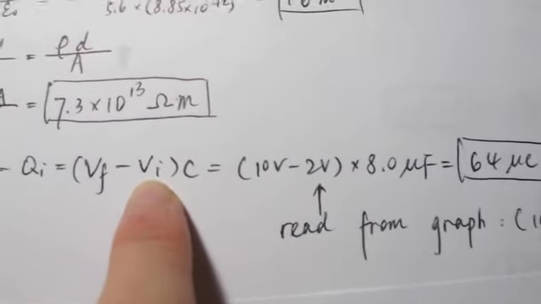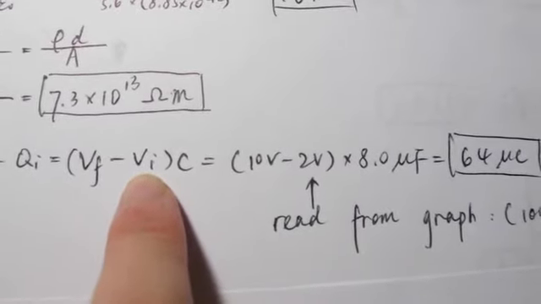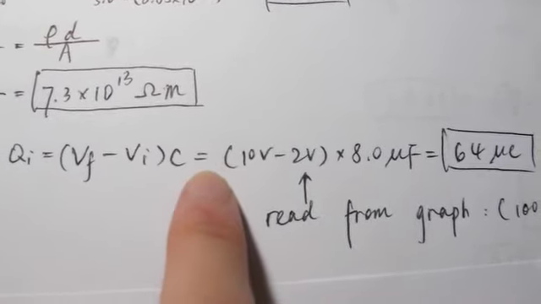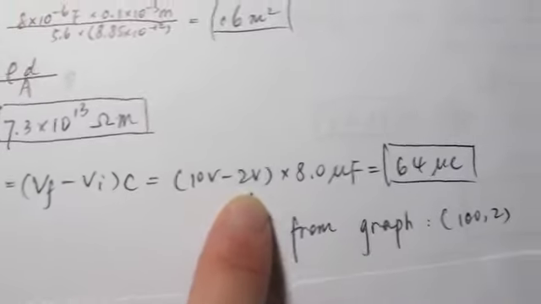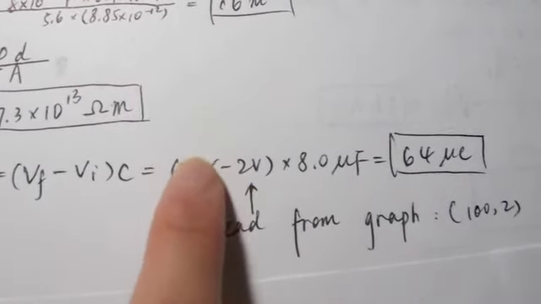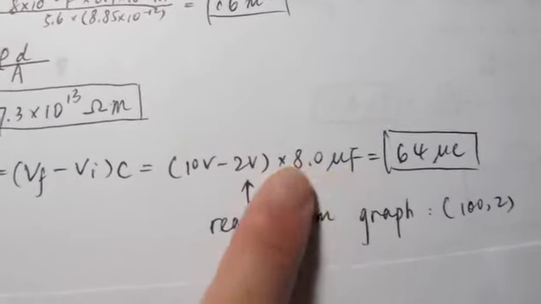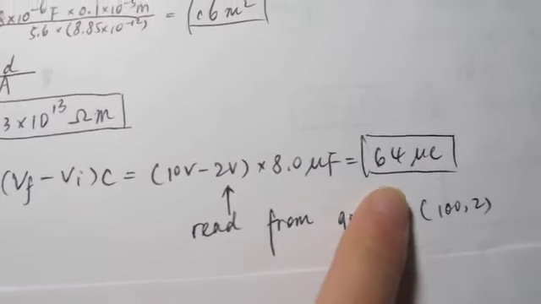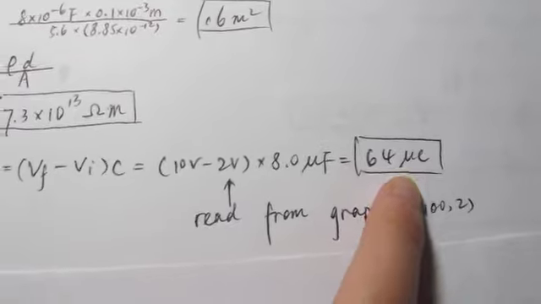Oh, actually, it's backward. But it's alright. Just whichever is bigger, that minus that times 8 equals 64 microcoulombs.